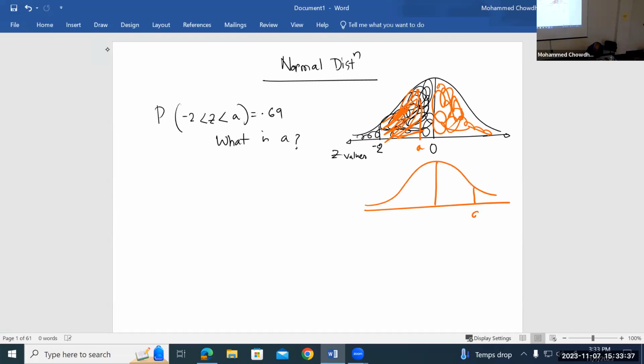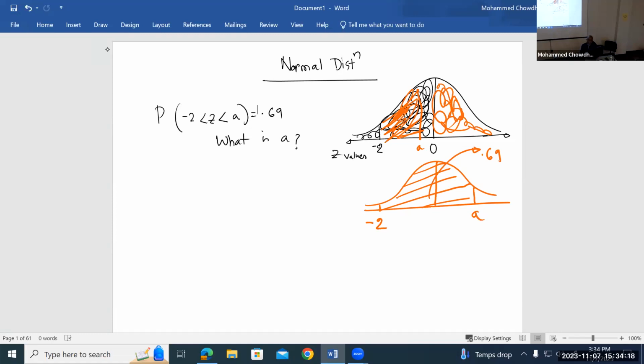This is my a, this is my -2, and this is the 0.69. Do you understand, people? My purpose is to find a. Clear, right? What is the value of a? This is the type of problem I always give in the exam. I give you 5 points.